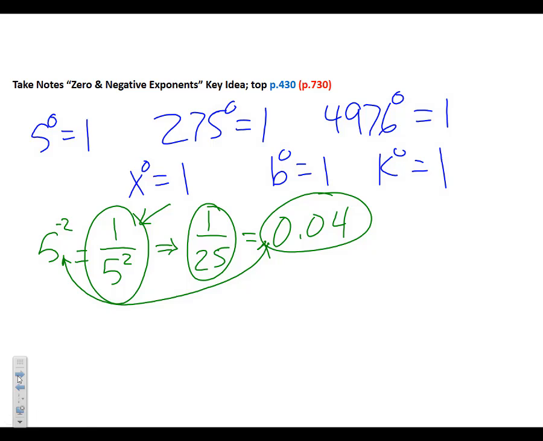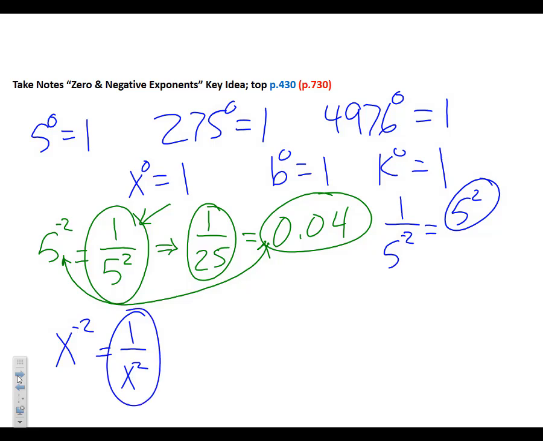Let's talk about having a variable or a number. Let's really quickly, what if we have 1 over 5 to the negative 2? Well, we would do the reciprocal, and that would be just 5 squared, or 25. If we had some variable, x to the negative 2, well, that would be 1 over x squared. We take the reciprocal and make the exponent positive. If I have 1 over x to the negative 2, again, we take the reciprocal, and that becomes x squared. So let's just practice a couple of those.